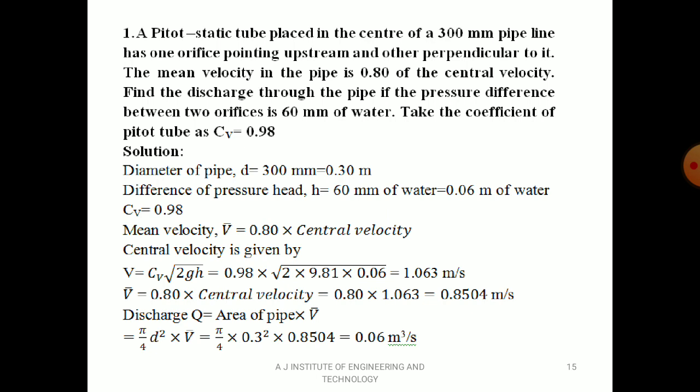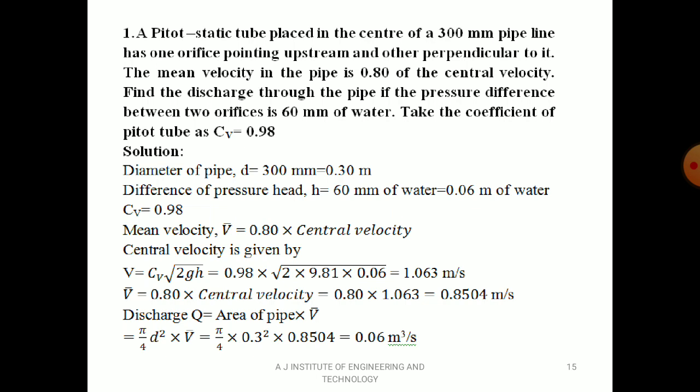First problem: a pitot static tube placed in the center of a 300 mm pipeline has one orifice pointing upstream and the other perpendicular to it. The mean velocity in the pipe is 0.80 of the central velocity. Find the discharge through the pipe if the pressure difference between the two orifices is 60 mm of water. Take the coefficient of pitot tube Cv equal to 0.98. So this is the first problem.